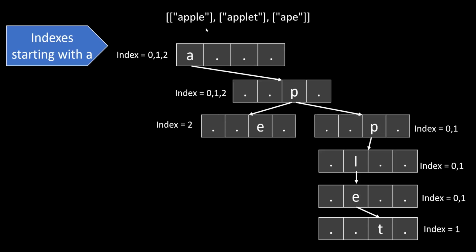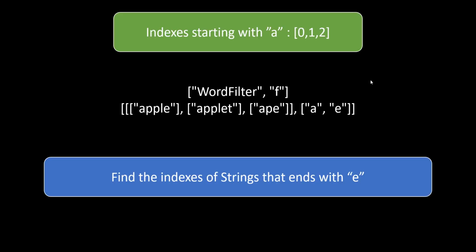So over here what I am getting is all the words that are starting with A, and here are the indexes of those words, and that is something that I am needing right now. So I'll be needing this particular list to find out my result.